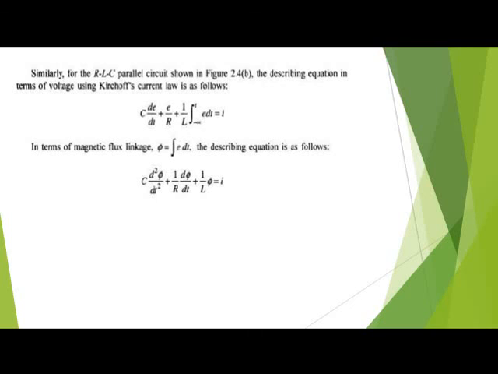This is in terms of voltage, using Kirchhoff's current law. You write C into dE by dt plus E divided by R plus 1 divided by L times the integration of E of t from 0 to t equals I of t. The same in terms of magnetic flux phi, the integration of E of t, can be written as C into d square phi by dt square plus 1 divided by R into d phi by dt plus 1 divided by L into phi equals I.